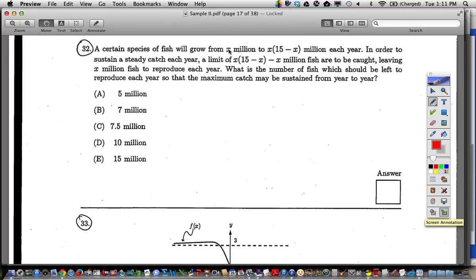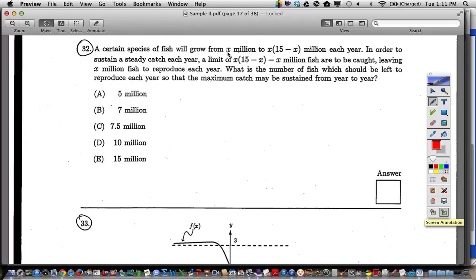But this one's more about understanding what they're saying. Sometimes when they try to help you out by giving you stuff, it almost gets more confusing. But here what they're saying is if you've got X fish in this pond or lake, and it grows to this amount, in order to sustain a steady catch each year, how many are they allowed to catch? Well, each year they want it to go back to being X fish there. So there's X fish, it grows to this many, and during the year they want to catch enough to get it back to here. So how many can they catch? It'll be the difference between those two, right?